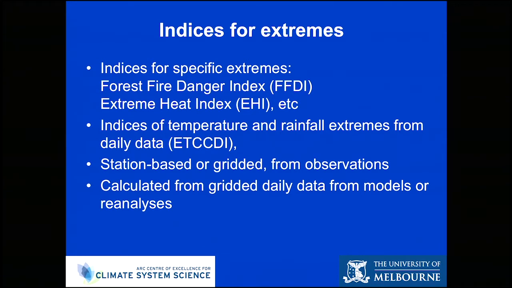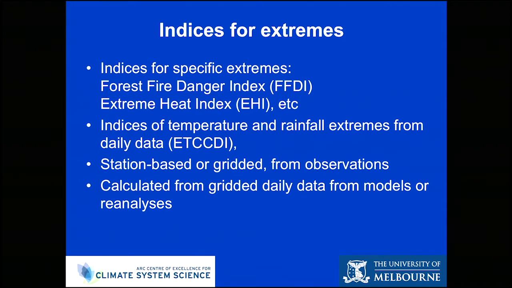And it developed a set of temperature and rainfall indices that have been commonly used. They're now available either station-based or gridded from observations. So you can get it for individual stations or groups of stations, or gridded from observations. And it's also available from gridded daily data from models and from reanalyses.